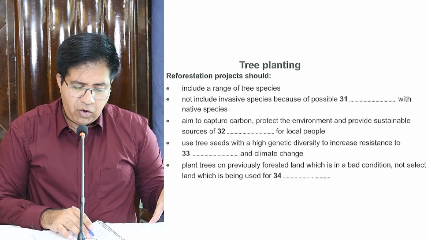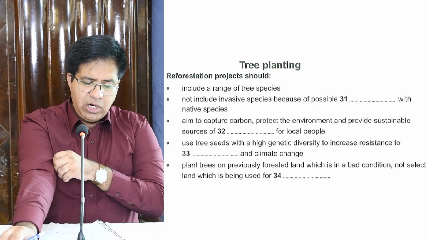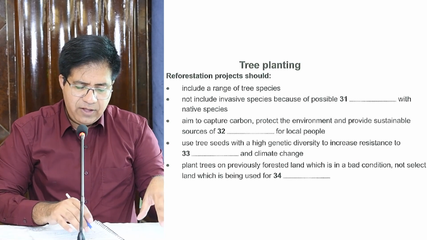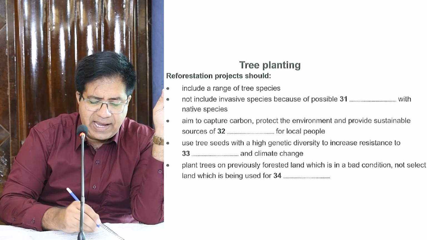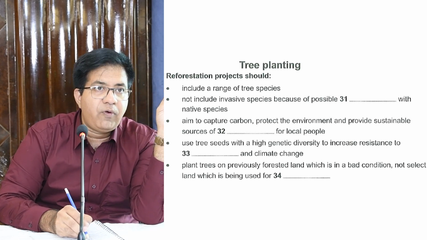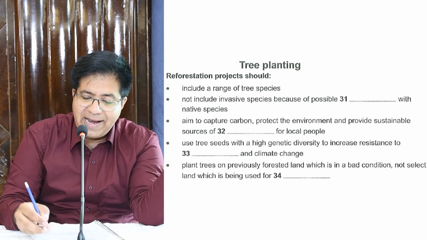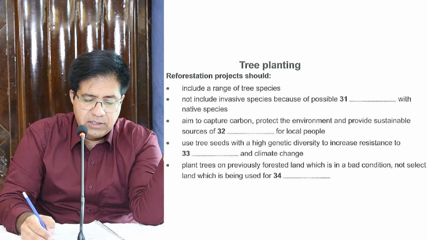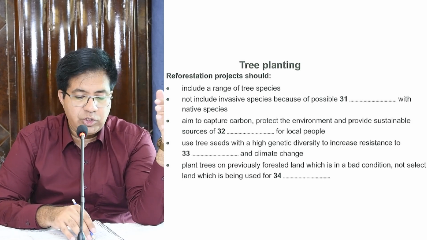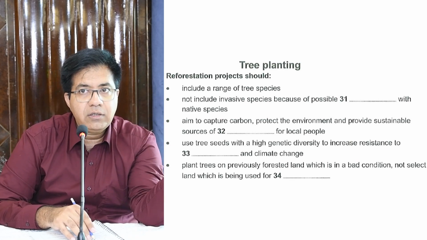Plant trees on previously forested land which is in a bad condition, not select land which is being used for. Now the answer will come with not select land which is being used for. For example, if you're using land for agriculture, then don't select that land. Underline the words not select and write there avoid. Avoid. So if they say avoid the land which is being used for cultivation, avoid the land which is being used for something.